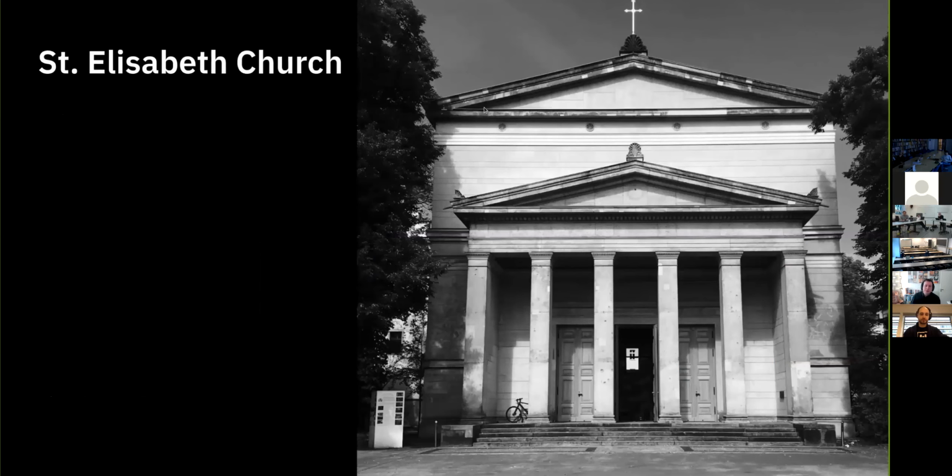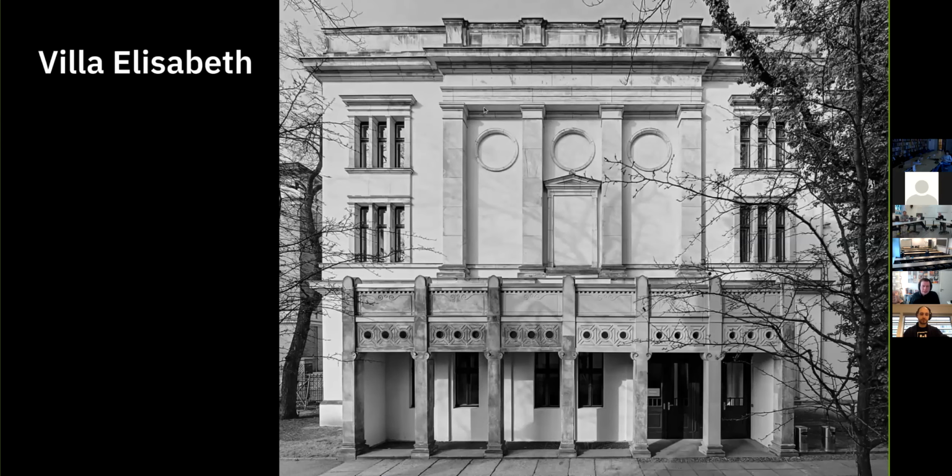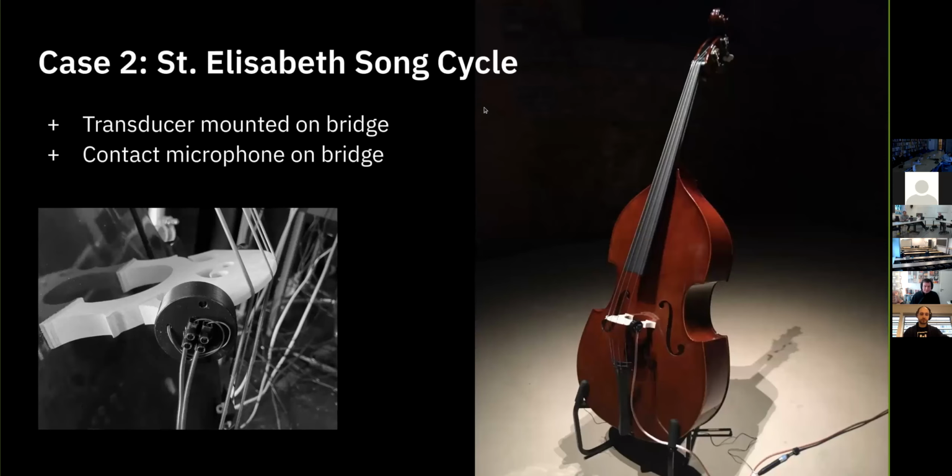So the first space was a rather large church, heavily damaged in World War II, that was later rebuilt and is now used as a concert venue. And the second space is the villa next door, a large 3-story house that houses a saal on the second and third floor that became our second performance venue. And in these two spaces, we placed 2 identical ensembles.